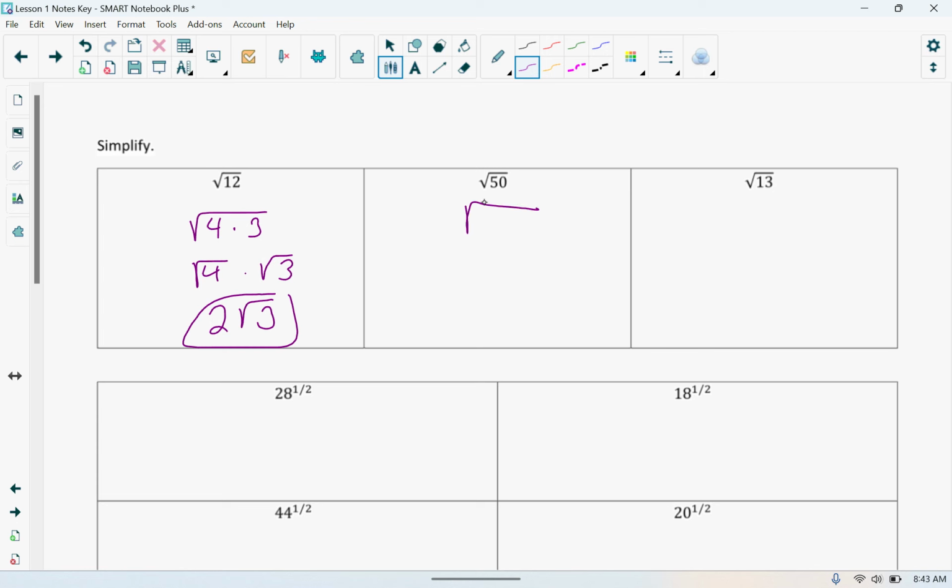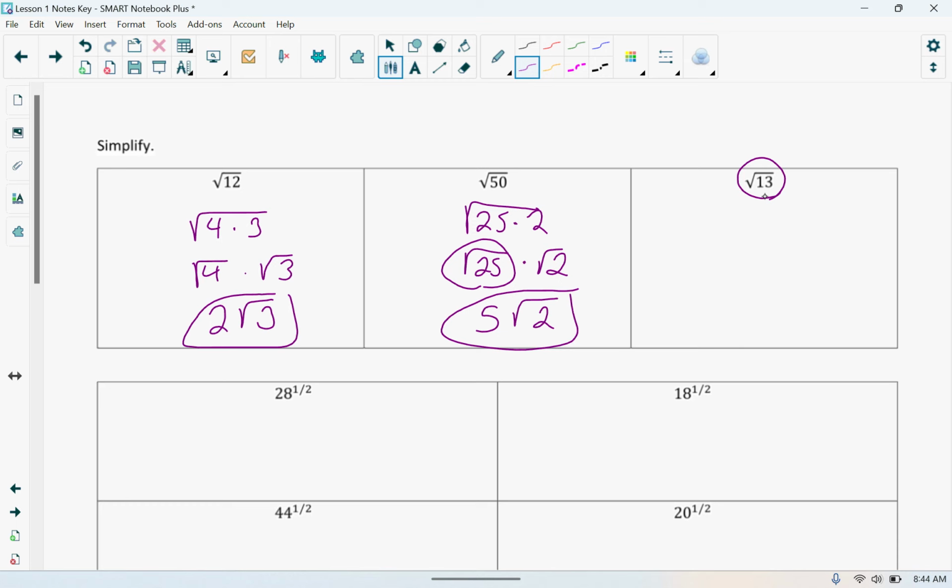This next one, 50, the square root of 50. I can break this up into 25 and 2. So I have the square root of 25 and the square root of 2. Well, the square root of 25 is 5. So my answer is going to be 5 square root of 2.